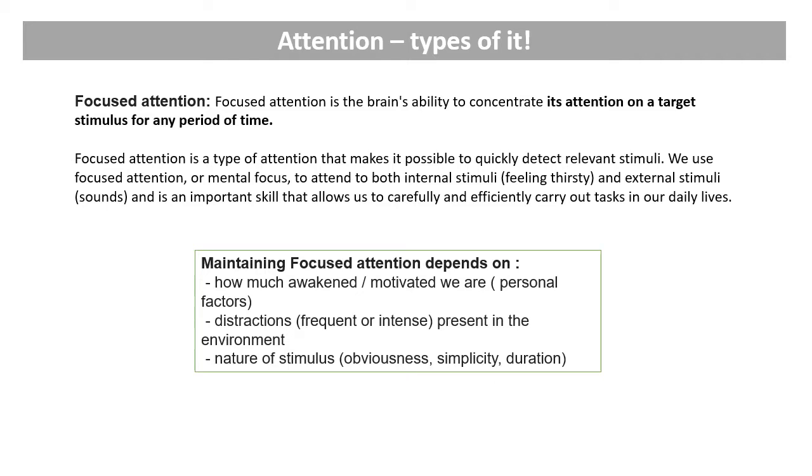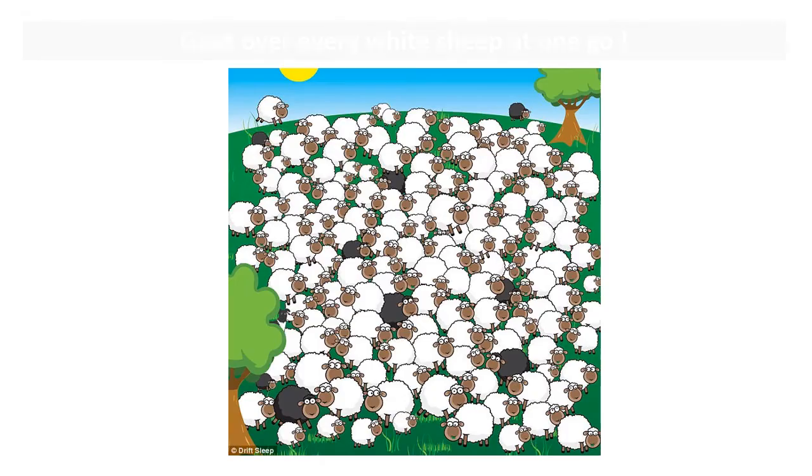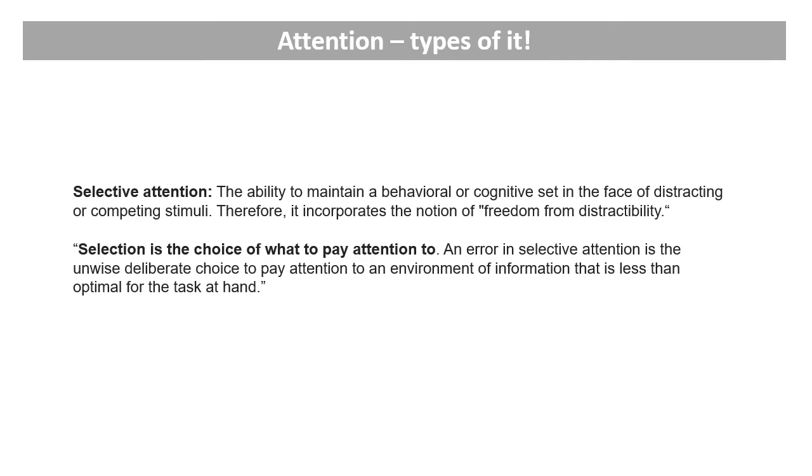And we have also seen that there are different types of attention. Till now, we have discussed the different models to describe attention, but there are also different types of attention, like focused attention, which is basically the brain's ability to concentrate attention on a target for a particular period of time. So in focused attention, the time component is important. And we have gone through these examples in class.